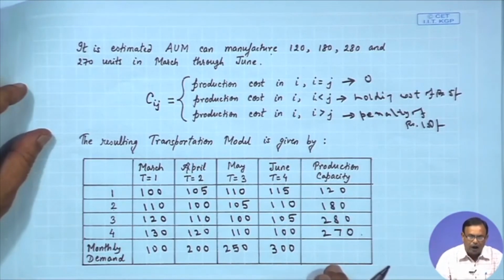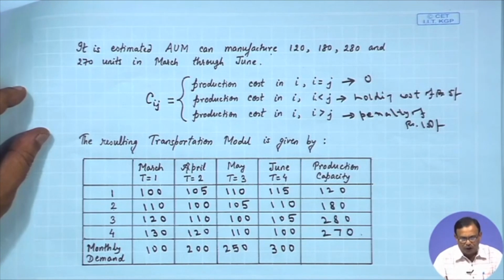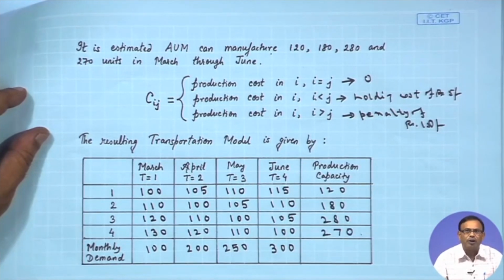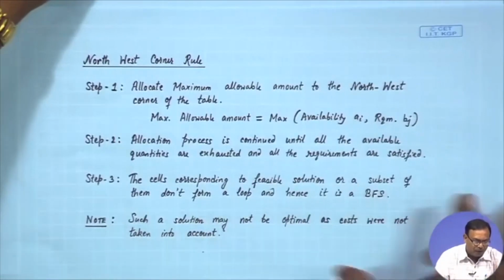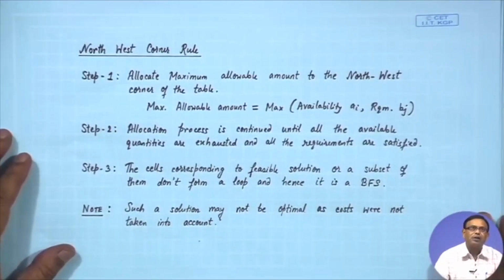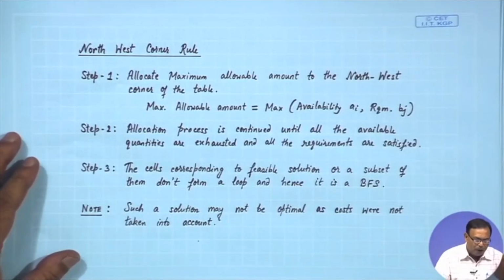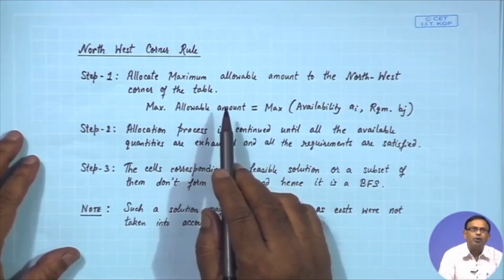So, now we will see how to find out the solution. First, we will find the initial basic feasible solution. Afterwards, we will check whether that solution is optimum or not. Let us see the first problem, the first method, which we call the northwest corner rule. In the northwest corner rule, what do we do?